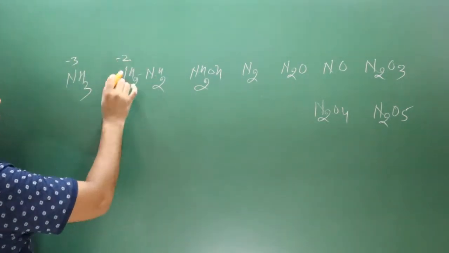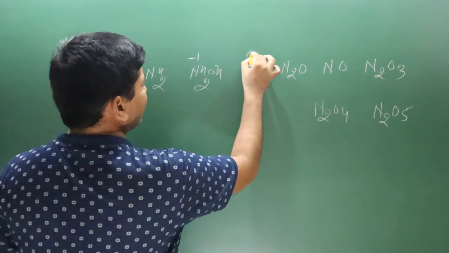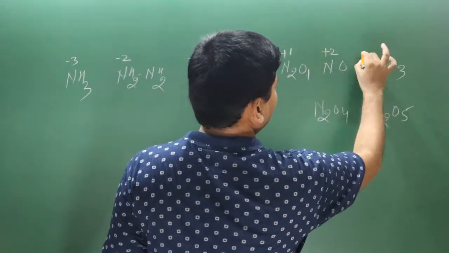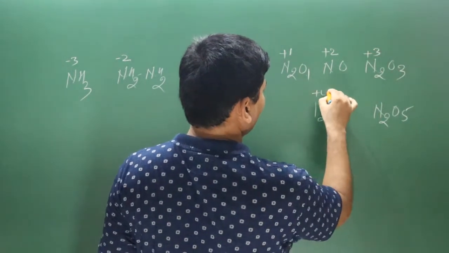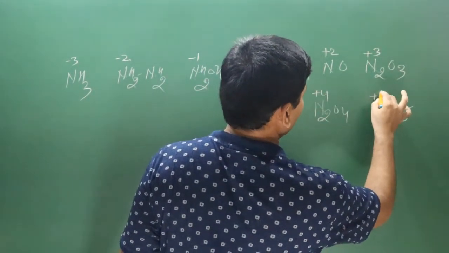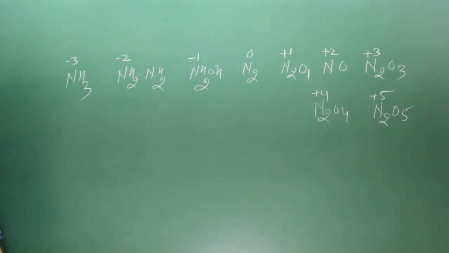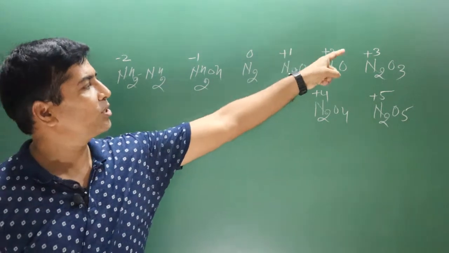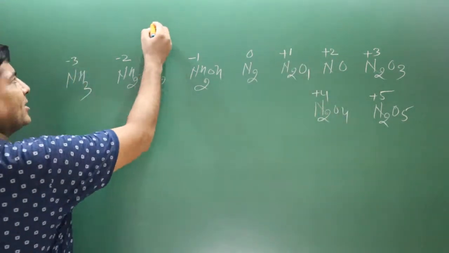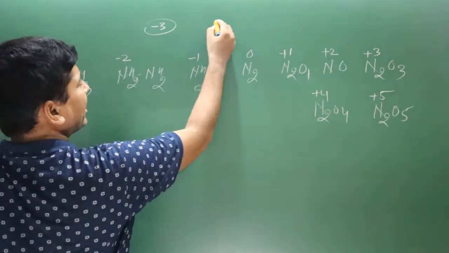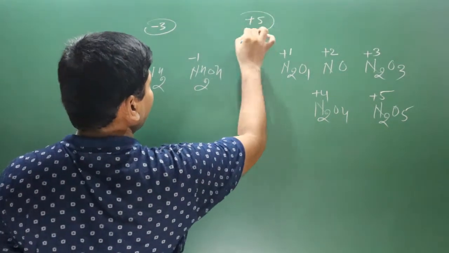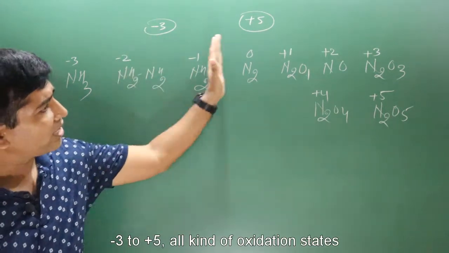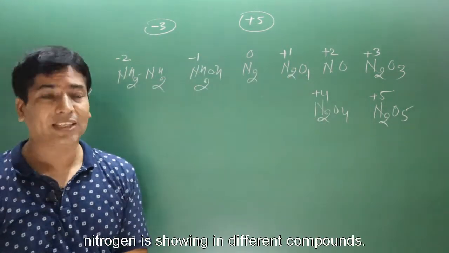If you calculate the oxidation state of nitrogen, it is present in the -3 oxidation state, then -2, -1, 0, +1, +2, +3, +4, and +5. So you can see the range. This is the minimum oxidation state, and the maximum oxidation state for this group of elements is +5. So nitrogen shows all kinds of oxidation states from -3 to +5 in different compounds.